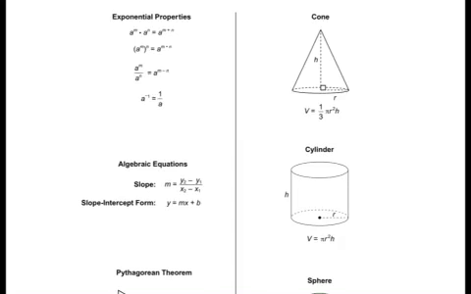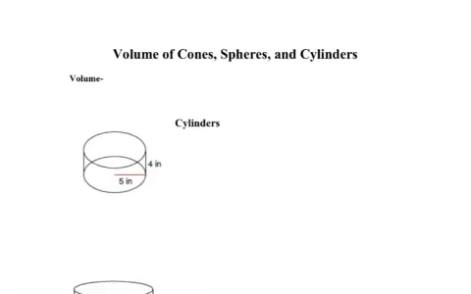Now the cone is 1/3 of the cylinder because if the cone and the cylinder had the same radius and height, 3 cones would be able to fit in one cylinder. So let's just get started on some of these.